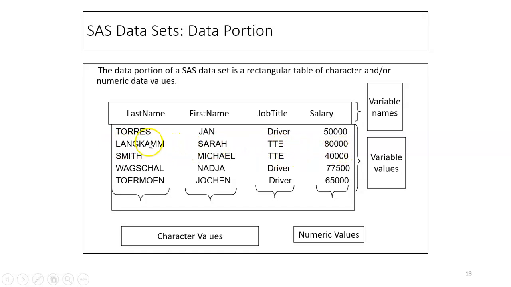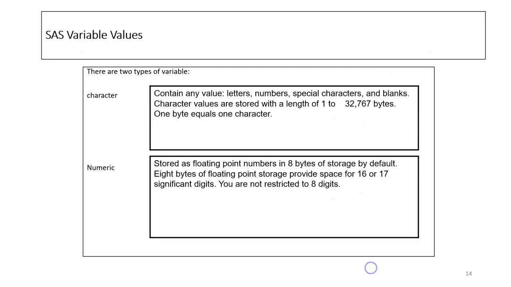If you consider this particular dataset, how many observations are there? 1, 2, 3, 4, 5. So 5 observations and 4 variables are there, right? Now these are the character values, and these are the numeric values. SAS has two types of variables, one is character type, another is numeric type. I will discuss more details about it later on.